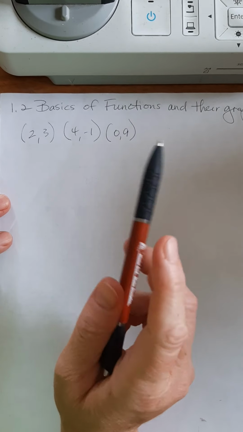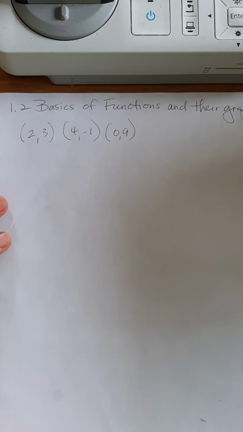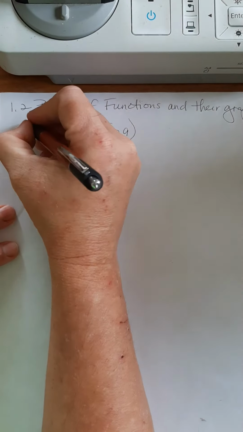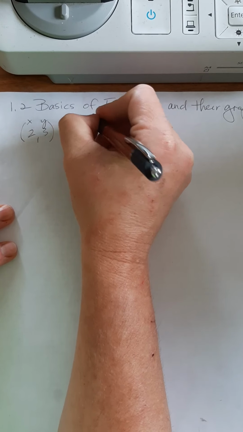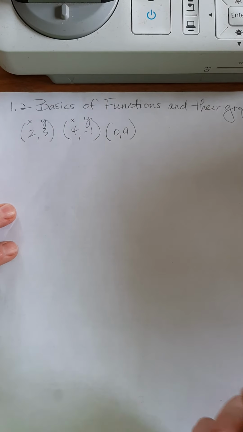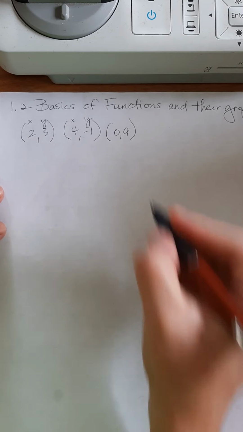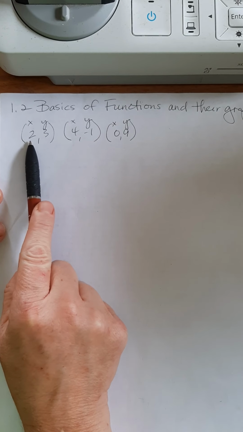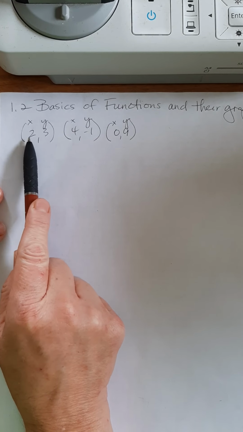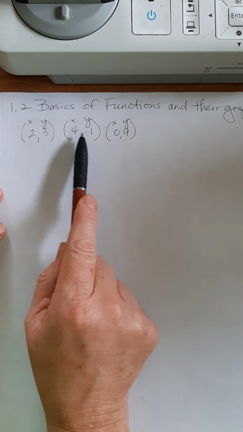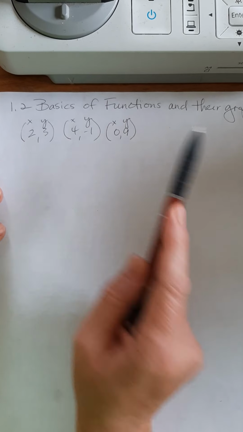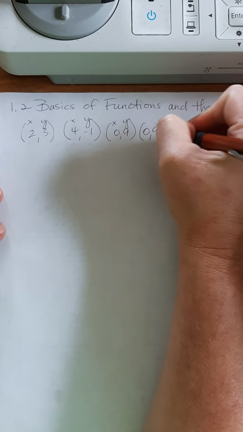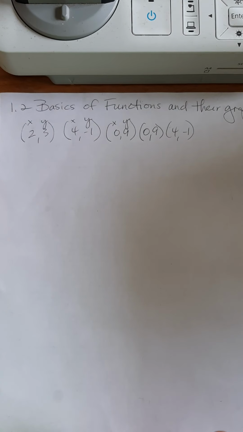As long as you can't plug in a value for x one time and get 8, and then the next time get -4. In other words, whenever you plug in that one value for x, like 2, you would get 3. 4, you'd get -1. 0, you'd get 9. You could even get the same points again, and it's still a function.